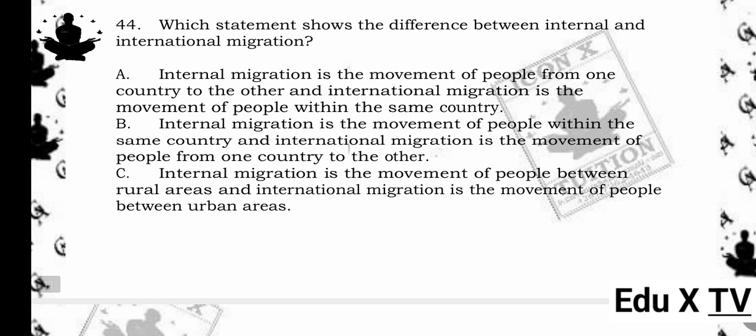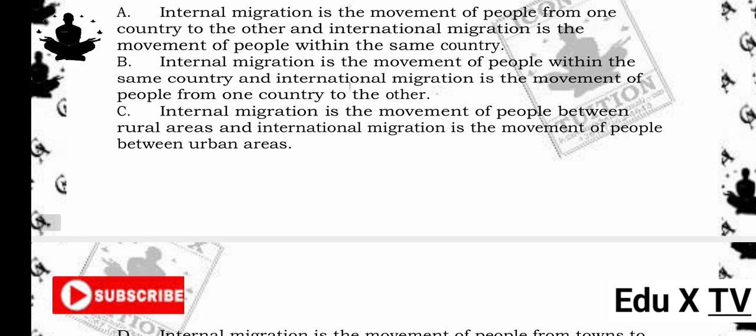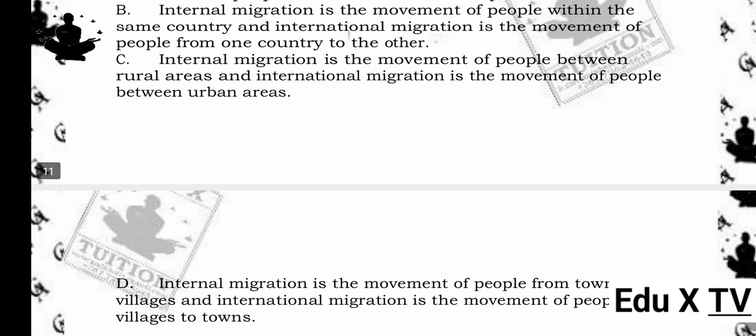44. Which statement shows the difference between internal and international migration? A. Internal migration is the movement of people from one country to the other, and international migration is the movement of people within the same country. B. Internal migration is the movement of people within the same country, and international migration is the movement of people from one country to the other. C. Internal migration is the movement of people between rural areas, and international migration is the movement of people between urban areas. D. Internal migration is the movement of people from towns to villages, and international migration is the movement of people from villages to towns.